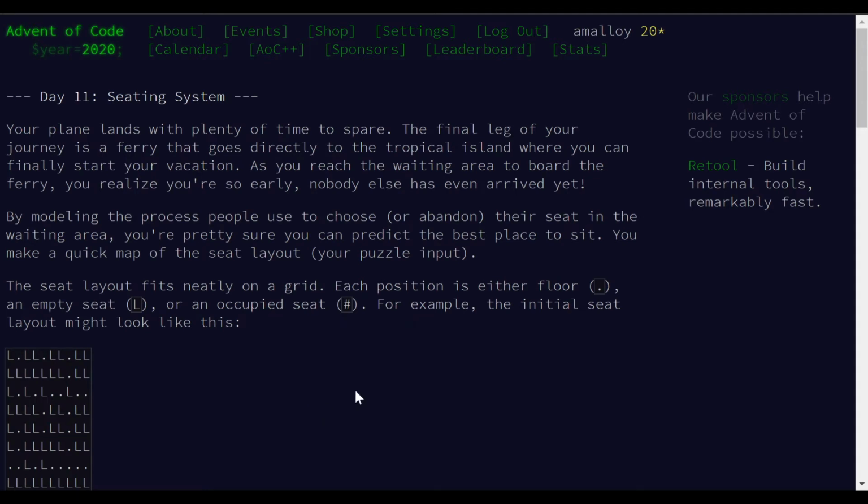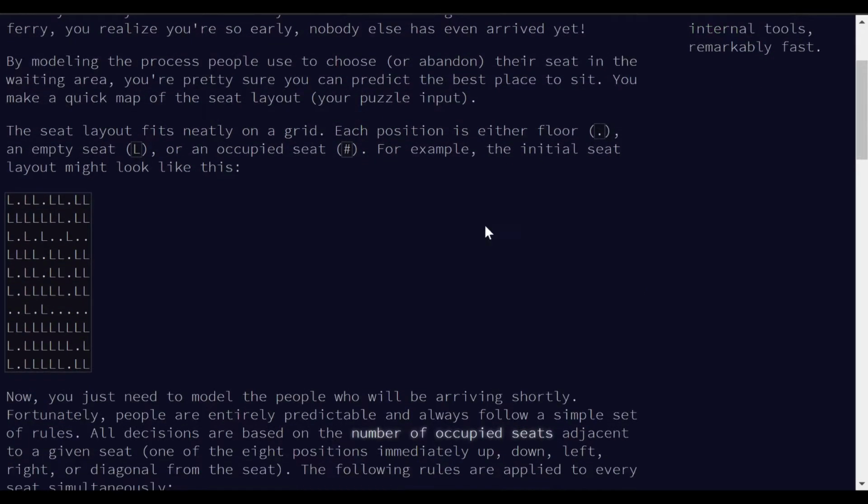So anyway, I actually already read this problem and had some thoughts about how to solve it, which we'll talk about once I'm finished reading you the problem. Day 11, seating system. Your plane lands with plenty of time to spare. The final leg of your journey is a ferry that goes directly to the tropical island where you can finally start your vacation. As you reach the waiting area to board the ferry, you realize you're so early nobody else has even arrived yet. By modeling the process people use to choose or abandon their seat in the waiting area, you're pretty sure you can predict the best place to sit. You make a quick map of the seat layout. Seat layout fits neatly on a grid. Each position is either floor, an empty seat, or an occupied seat. For example, the initial seat layout might look like this.